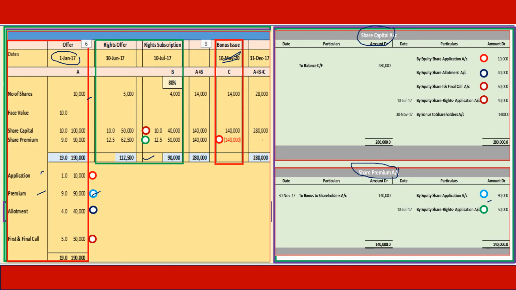How much share premium is there in the account? 1,40,000. We transfer 1,40,000. Here negative means this is in credit. We debit the share premium account, credited to bonus to shareholders account, and it is done on 30th November 2017. This should be November 17.